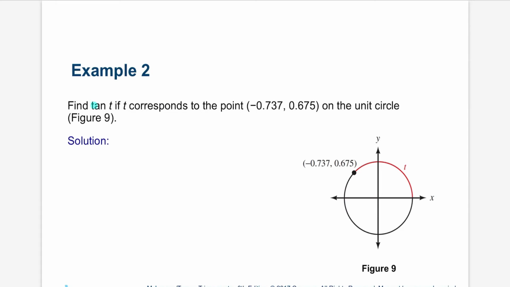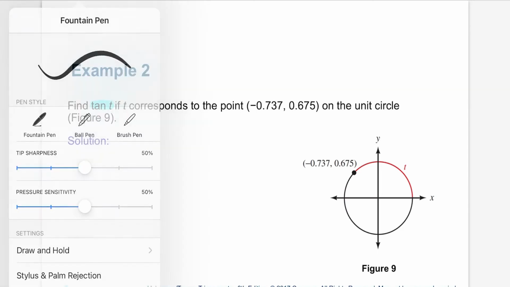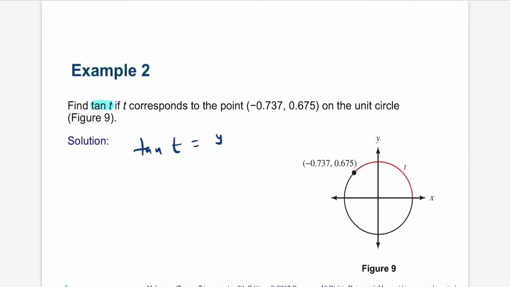For the next one, they're asking us to find tangent of t. Well, we know tangent of t is equal to y over x, and we have y and we have x. So all we got to do is divide these two numbers, and that should do it. So if you divide, you should end up with 0.675 divided by 0.737, which is negative 0.915. If you round to 3 decimal places, that would round up to a 6. That would do it.